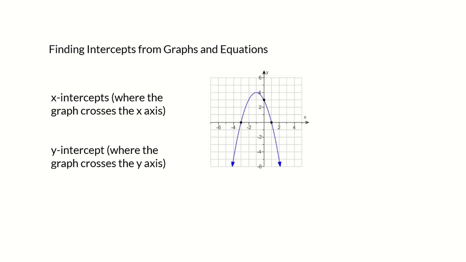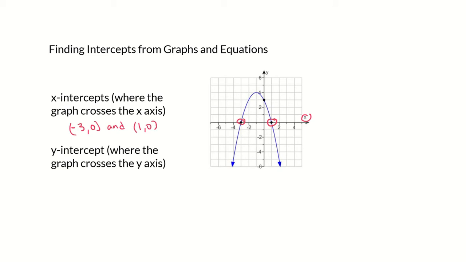The intercepts of a graph are the points at which it crosses the x-axis and the y-axis. So the x-intercepts are where the graph crosses the x-axis. So for this particular graph, this is our x-axis. The graph crosses at -3 and at 1. So the x-intercepts are (-3, 0) and (1, 0).